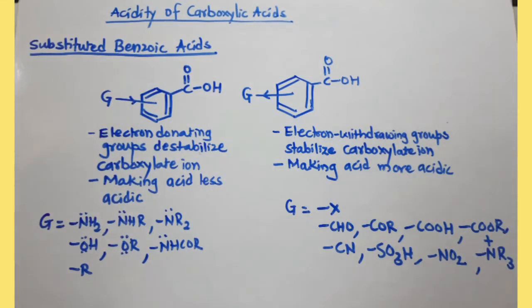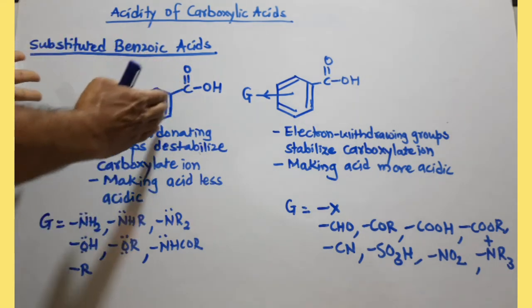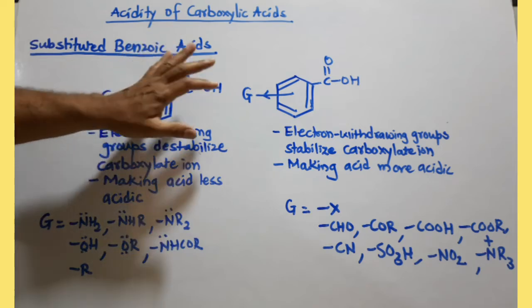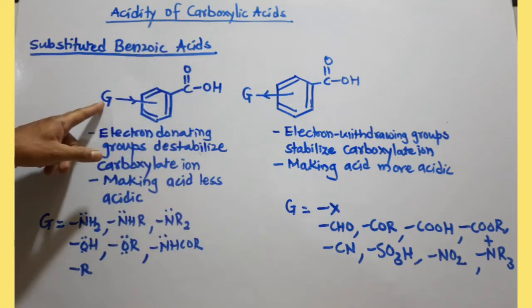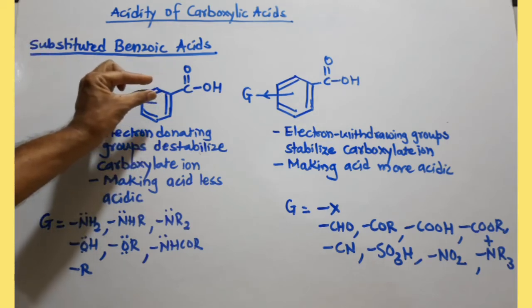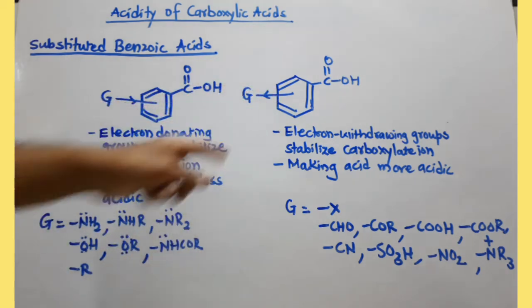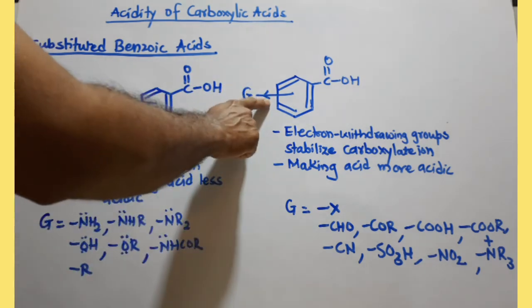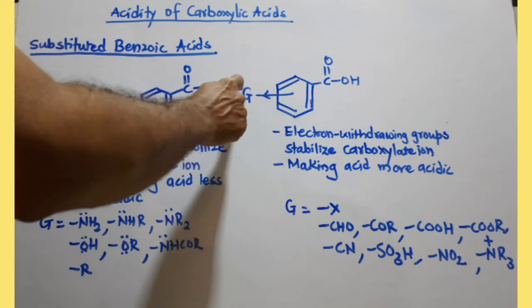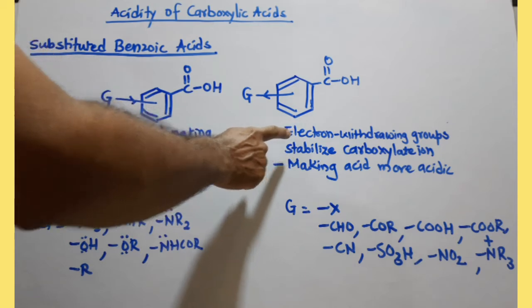Now we are going to discuss the effect of substituents on the acidity of benzoic acids. Here I have written the general structure of benzoic acid where substituent G is present, and the direction of the arrow is from the group to the benzene ring. I mean, these are electron donating groups. And in another structure, you can check the direction: the electrons are removed from the benzene ring towards the group. These are electron withdrawing groups.